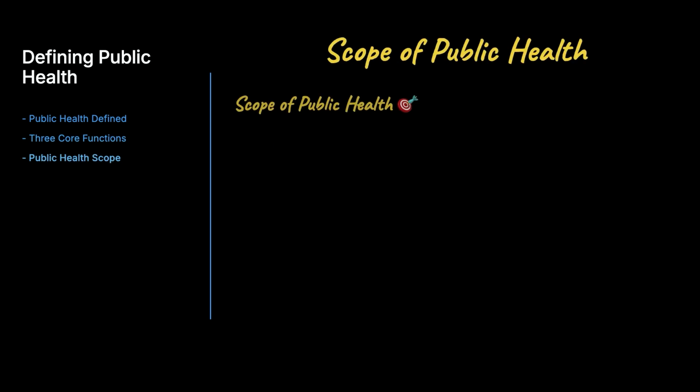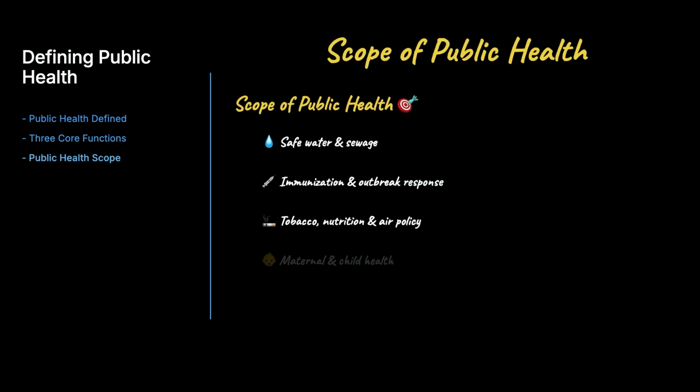The scope of public health is enormous, touching nearly every part of the human environment. It covers safe water and sewage, immunization and outbreak investigation, tobacco and nutrition policy, maternal and child health, clean air, and workplace safety. The rule is simple. If a topic affects who lives and who stays well, public health claims it.